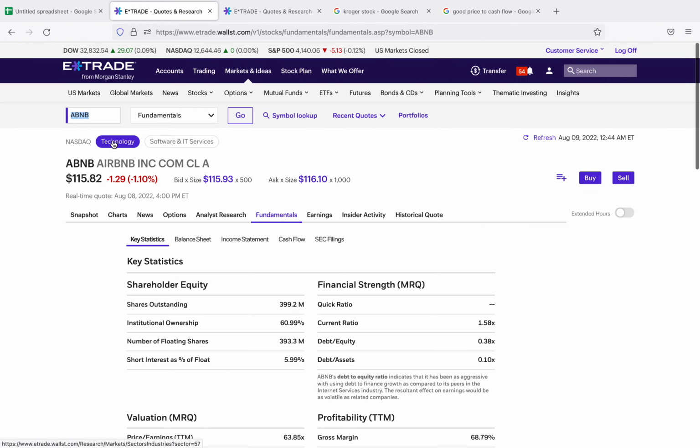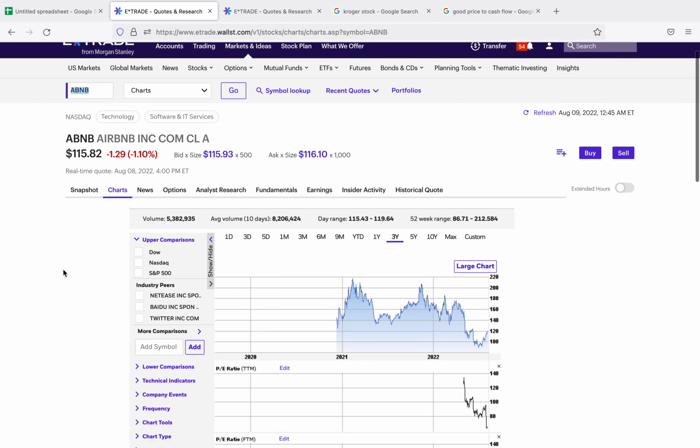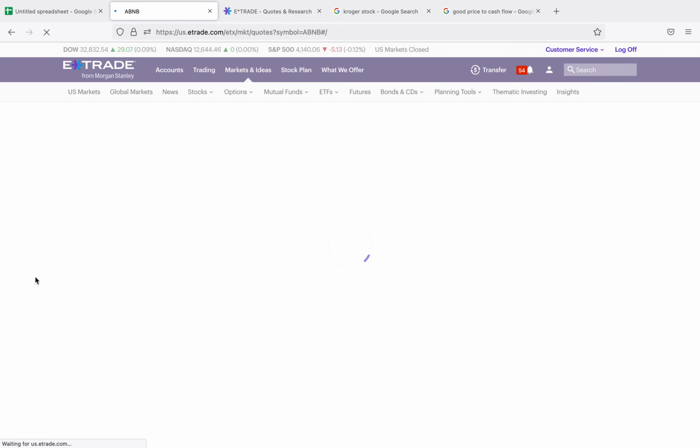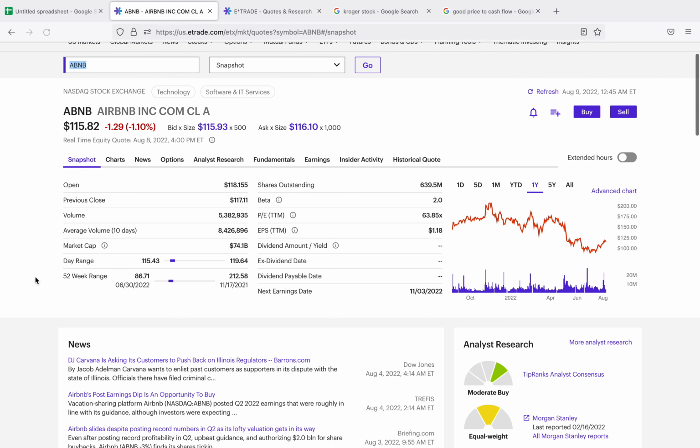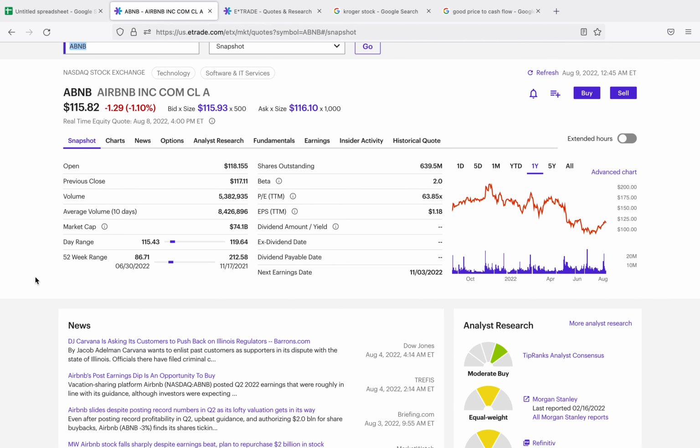Now, one of the reasons that people, in my opinion, think that it's a good price is if you look at the 52-week high. The 52-week high is $212, meaning at its peak it was $212. So people look at its current price, $115, and say, "Oh, you're getting it at a discount." The problem is Airbnb became a publicly traded company in 2020, when the stock market was in its most extreme bull market. So it's really not an accurate measurement.